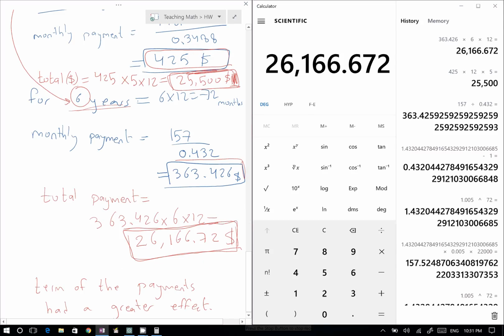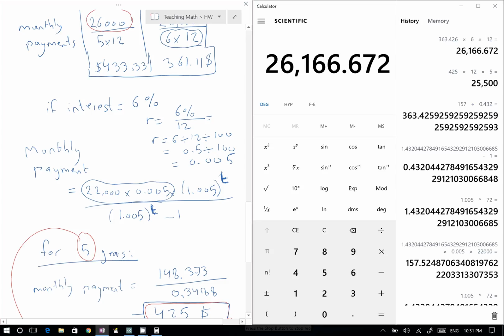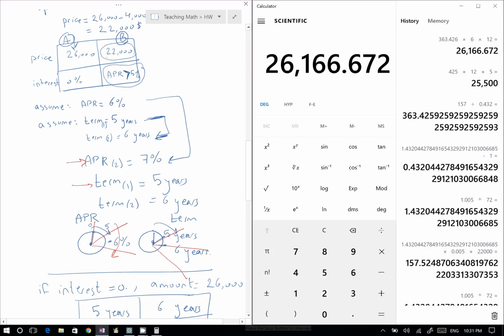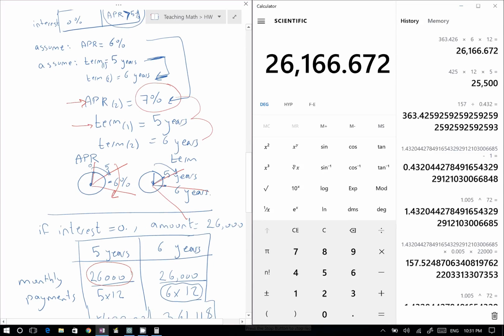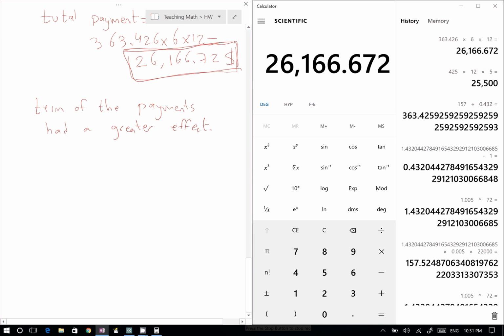Now, how can I confirm that it's the term and not the interest rate, the APR? I basically have to calculate the other case that I mentioned, which is the 7%. So I should do it for both, for the 5 years and for the 6 years. I'll do it quickly, and I did it before I recorded this video, and it turned out that the term has a bigger influence than the monthly payment.